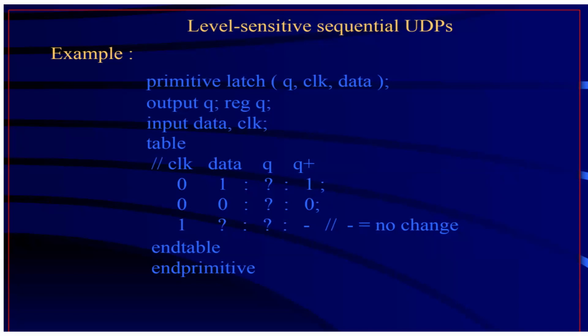Inputs are clock and data. Now write the table. The order is clock, data, Q, Q plus. How many outputs are there in the table? Two: present state to next state. Suppose clock is 0, data is 1, and the present output is unknown. Then the next output is 1, because data is 1.